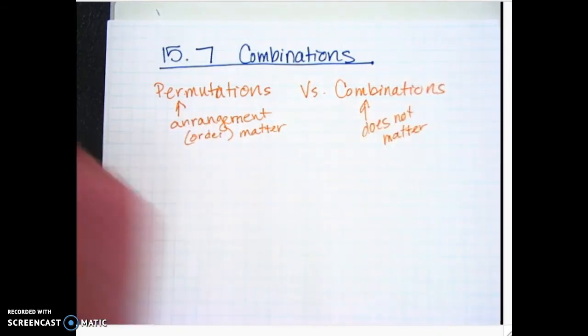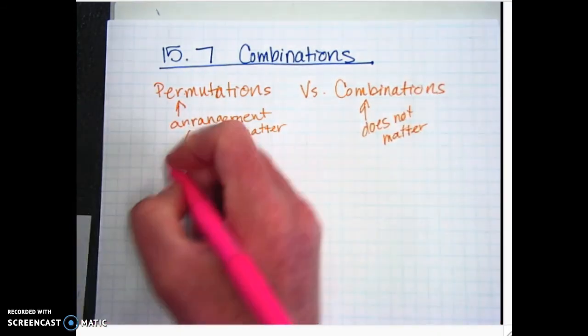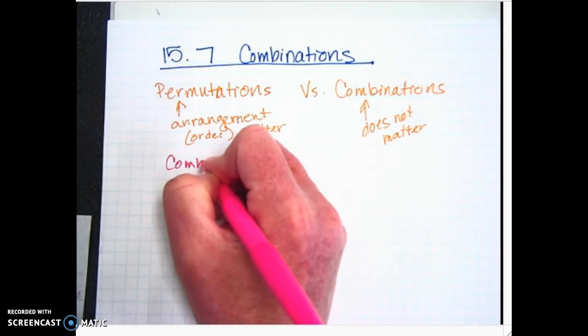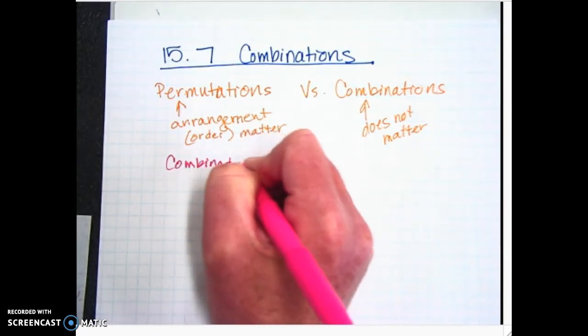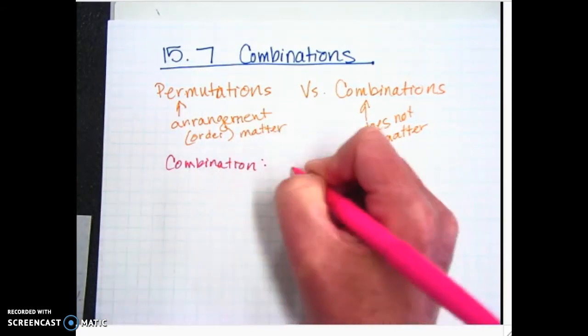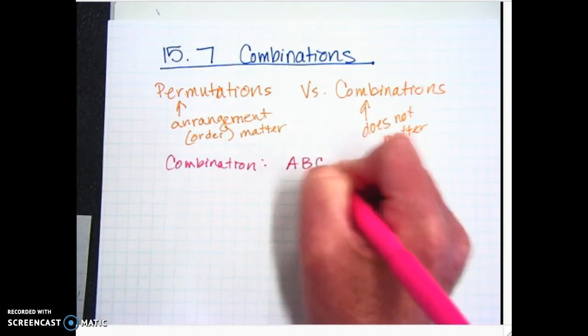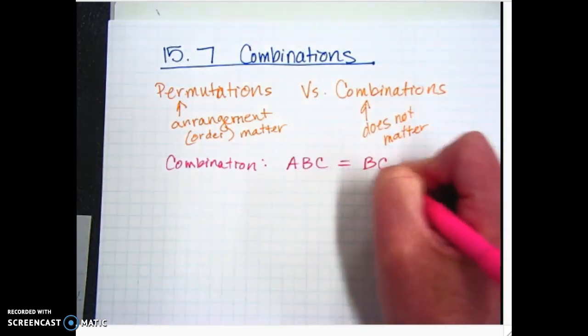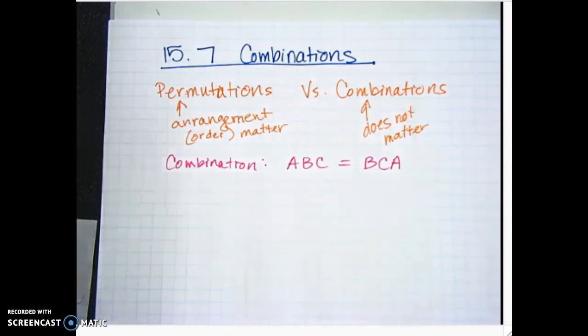So in a combination, if you have ABC, ABC is the same as BCA. Order doesn't matter.